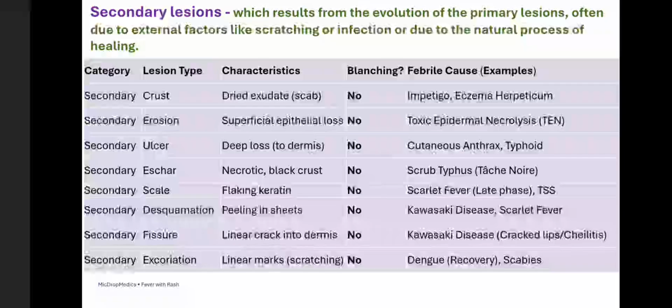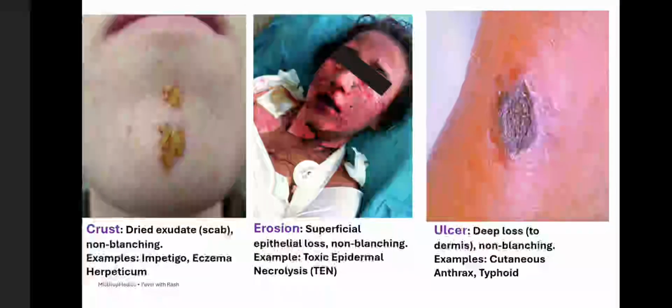Secondary lesions are like looking for the cues of the past. If a blister pops and you see dried blood or pus, that's a crust. Think of the honey-colored crusts of impetigo. If a blister pops and there is epithelial loss, that's an erosion seen in toxic epidermal necrolysis. Whereas if it goes deeper into the dermis, it becomes an ulcer seen in anthrax.